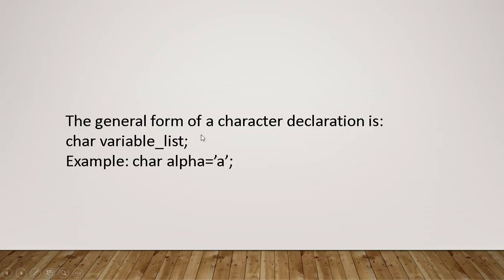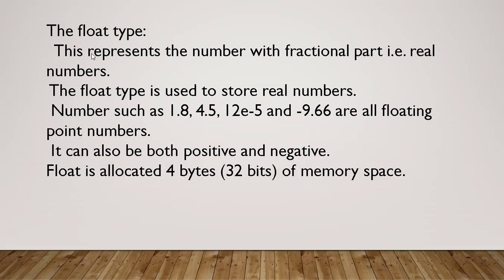Let us see the syntax, or the general form of character declaration. First we have to mention char, which is a keyword, then the variable name. For example, char is the data type, alpha is the variable name, and we are assigning 'a' to alpha. A single character should always be represented with single quotation marks. So here the single character a has been enclosed within single quotes and assigned to alpha. So the value of alpha is equal to a, and you have to end with a semicolon.